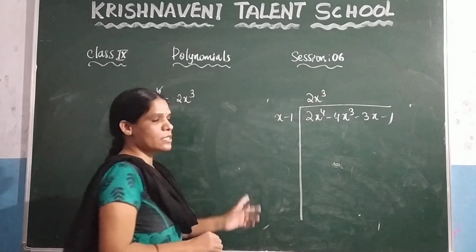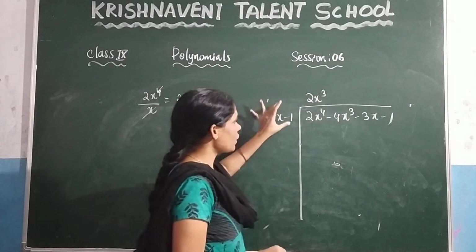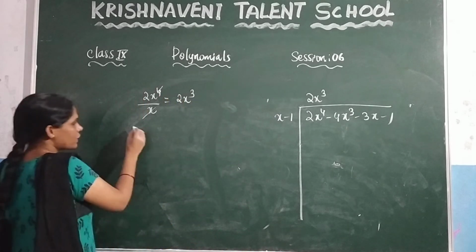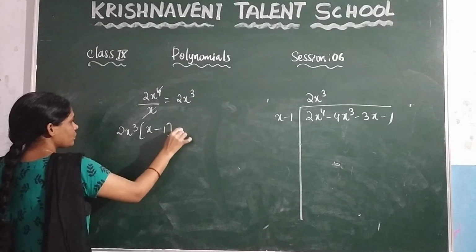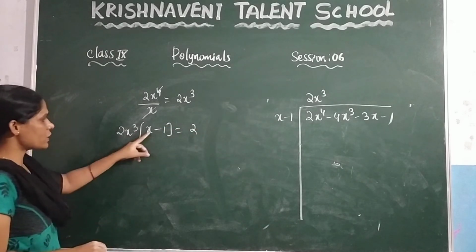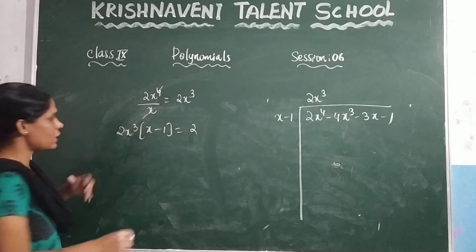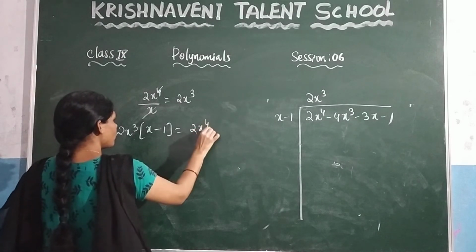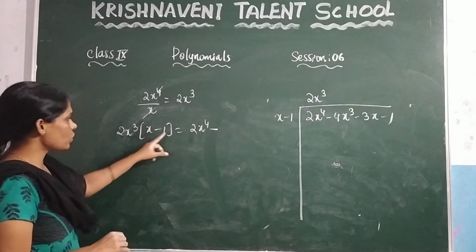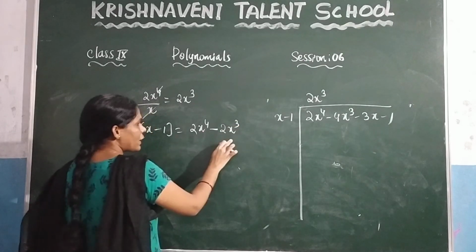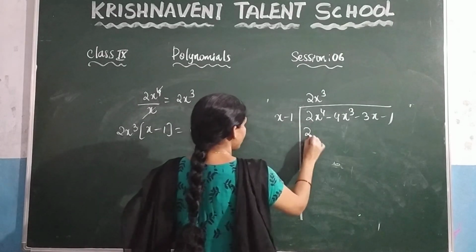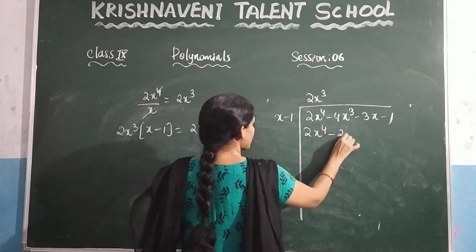Now what is our second step? You need to multiply this value with this value. So multiply it, what you will get? 2x cube into x minus 1. 2 into x cube is there, here x is there. Total how many x are there? 4. 2x power 4 minus 2x cube into 1, which is 2x cube. Now write this value here. So what will you get? 2x power 4 minus 2x cube.